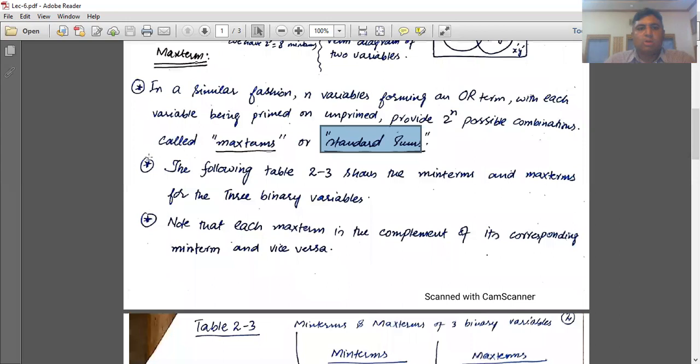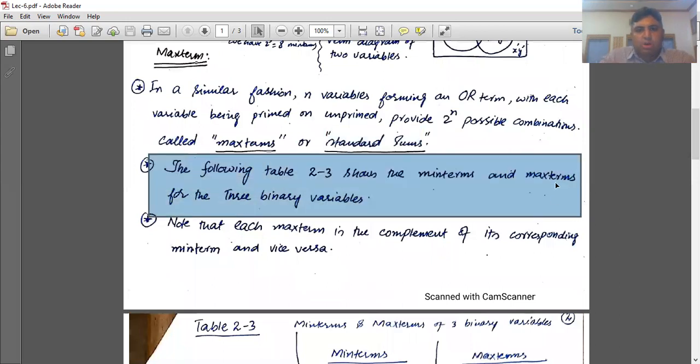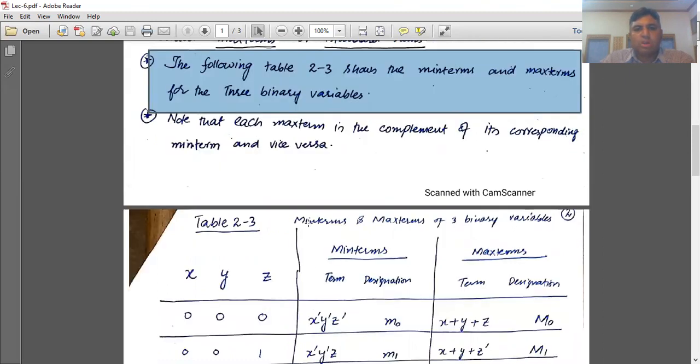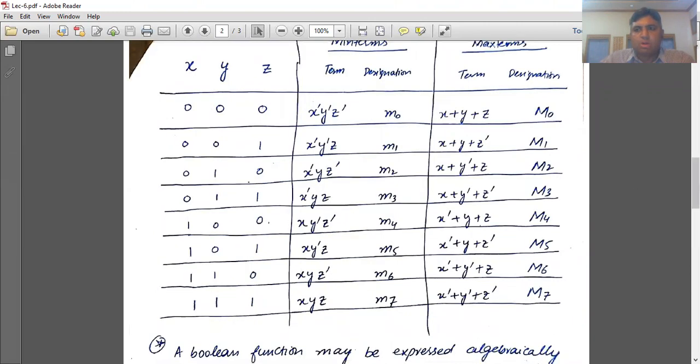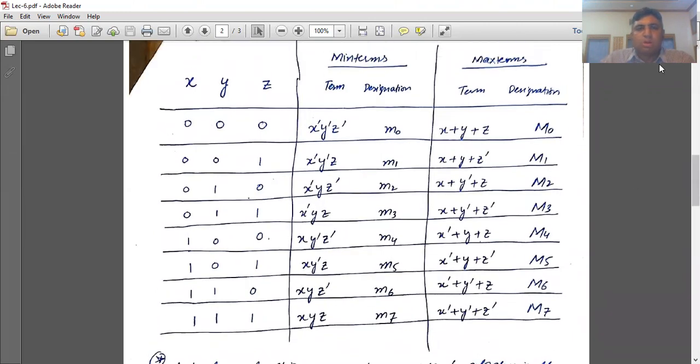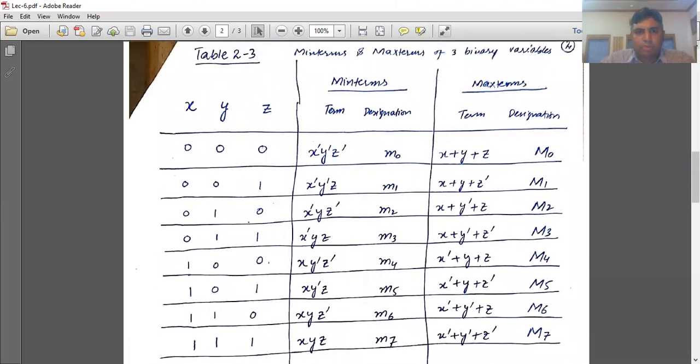Okay. Now the following table on the next page shows the minterms and maxterms for the three binary variables. Note that each maxterm is the complement of the corresponding minterm and vice versa. Now going to the next page, this is Table 2.3, minterms and maxterms of three binary variables.